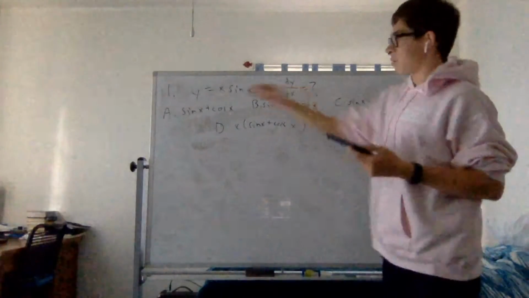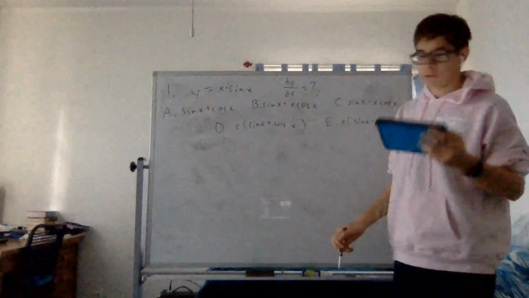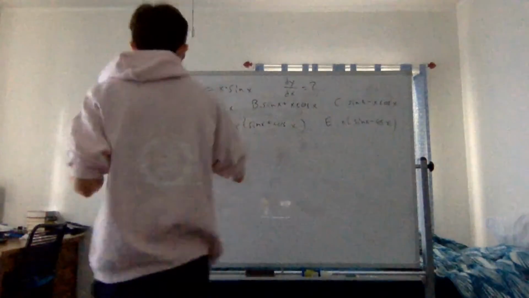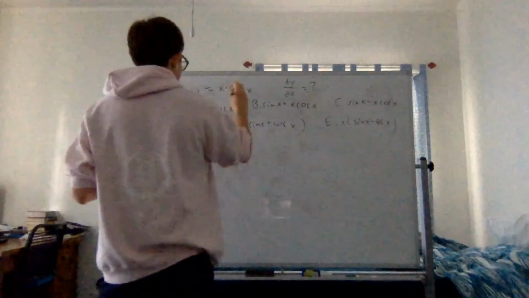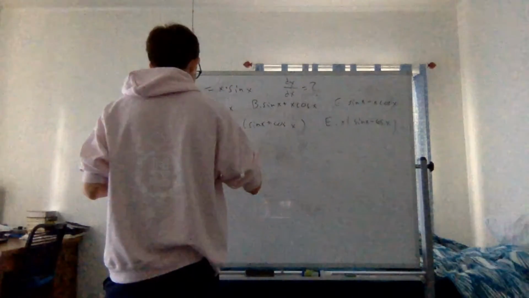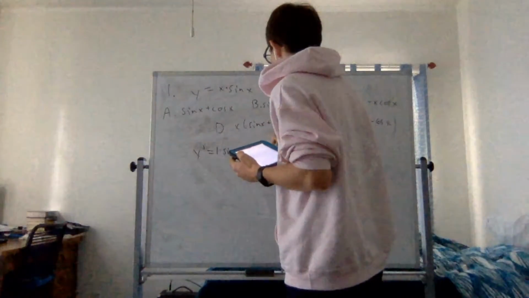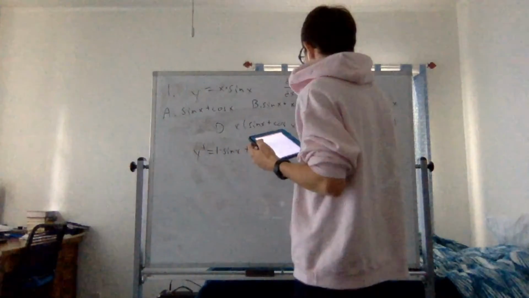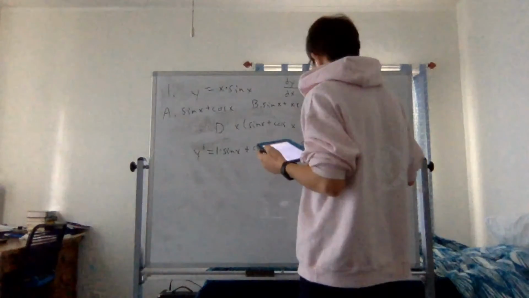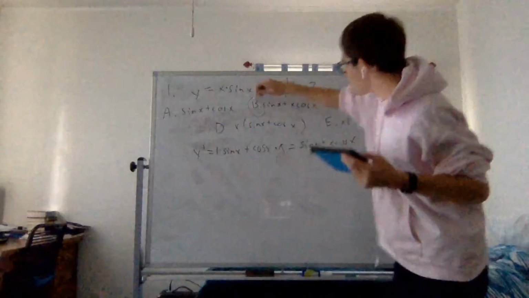Alright, so this question is asking us to take the derivative of this, right? But we have an x times sine of x here, so we need to use the product rule, right? The product rule states that we take the derivative of this x, which is 1, times that function, which is sine of x, plus the derivative of sine of x, which is cosine of x, times that one, which is x. So we get sine of x plus x cosine of x as our answer, which is choice B.